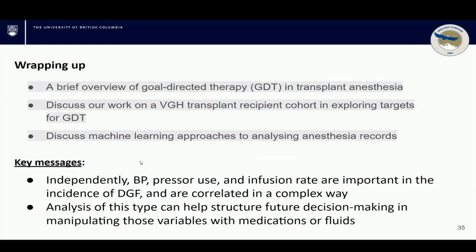So to wrap up, some key messages that we want to impart after all of that analysis are that intraoperative blood pressures, pressor use, IV fluids, they're all important to the incidence of DGF, and they're all really tied to each other and related to each other in a complex way. And hopefully by undertaking analyses that respect those intercorrelations, either with or without machine learning, we can help structure future decision-making in manipulating these physiologic targets and then hopefully move closer to maximizing the benefit from each and every kidney donation. And the ideal is that these complex analyses will give us avenues for further exploration, and it'll allow us to appreciate better the implication of the effects of our actions in the OR on patient physiology at a very deep level.